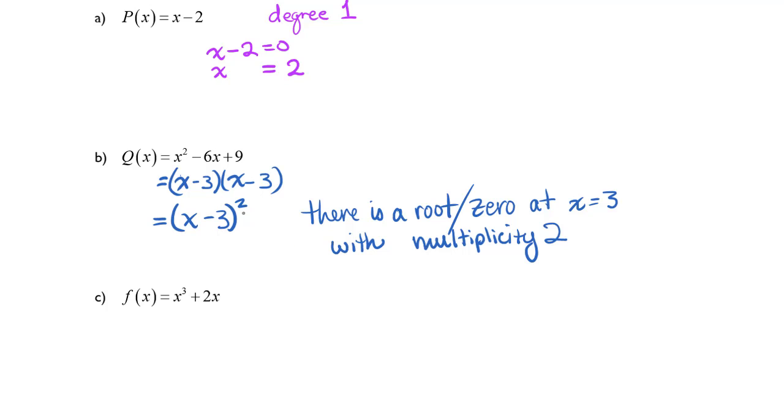This means the behavior at 3 will be a bounce, either upwards or downwards at that point. Since our leading coefficient is positive, it will be a parabola opening upwards, centered about 3 because of the multiplicity.